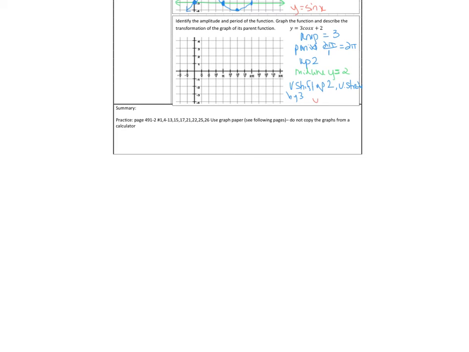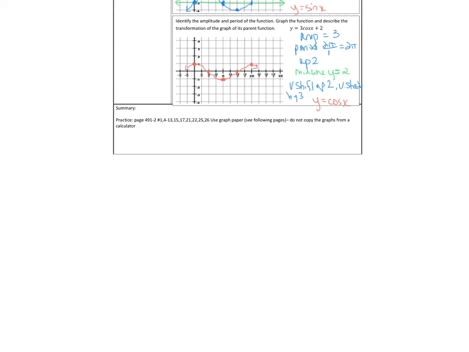Given our parent is y equals the cosine of x, I'm going to graph that first. Yes, you should graph it first. So cosine always starts up high, so 1 at 0, and then it goes to 0 at pi over 2, and then down to -1 at pi, back to 0 at 3 pi over 2, and back up to 1 at 2 pi. You should practice that over and over. It will help you. So there's our parent.